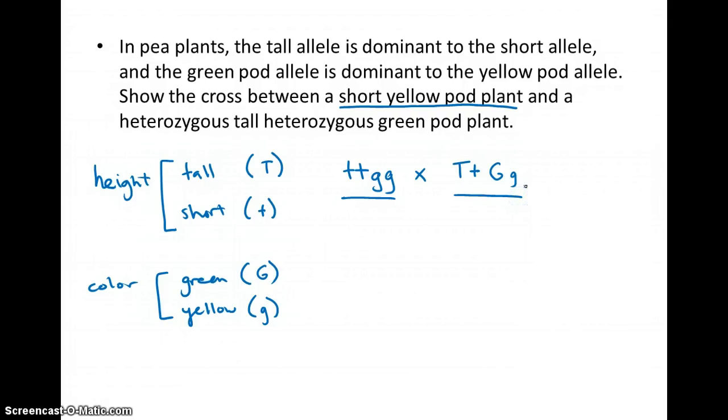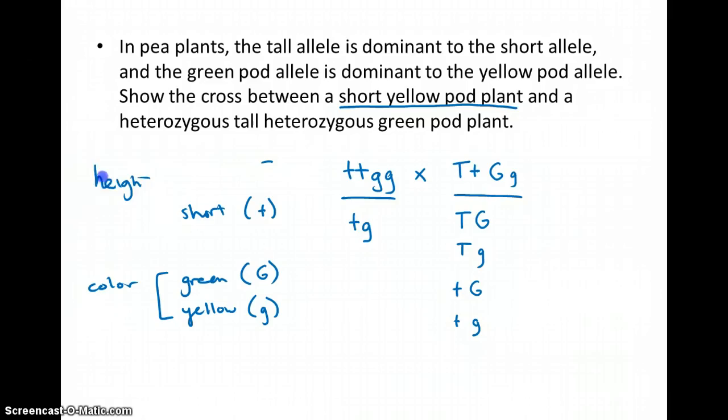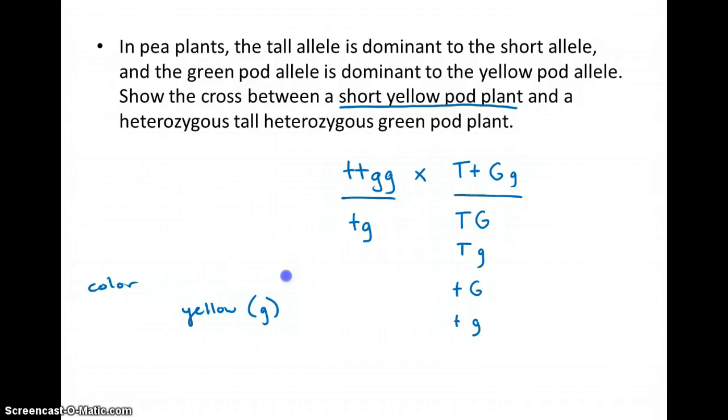Let's figure out the possible gametes these individuals could make. The little t could combine with the little g, and that's the only possible combination for that individual. Over on the right, the big T could go with the big G, the big T with the little g, the little t with the big G, or the little t with the little g. Okay, I'm going to get rid of my key to make room for my Punnett square.